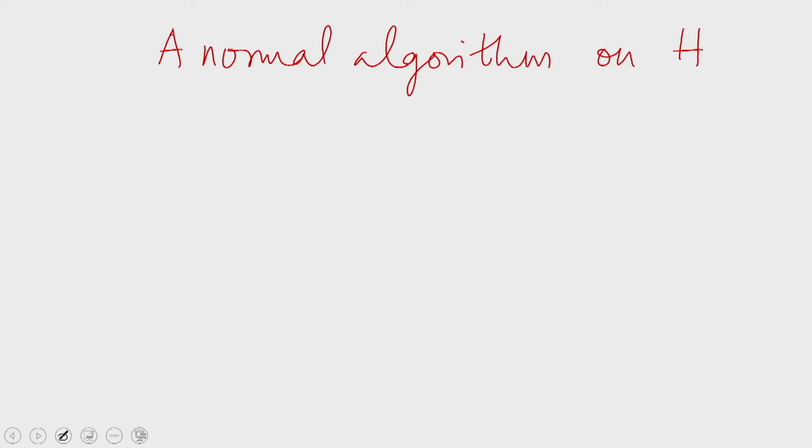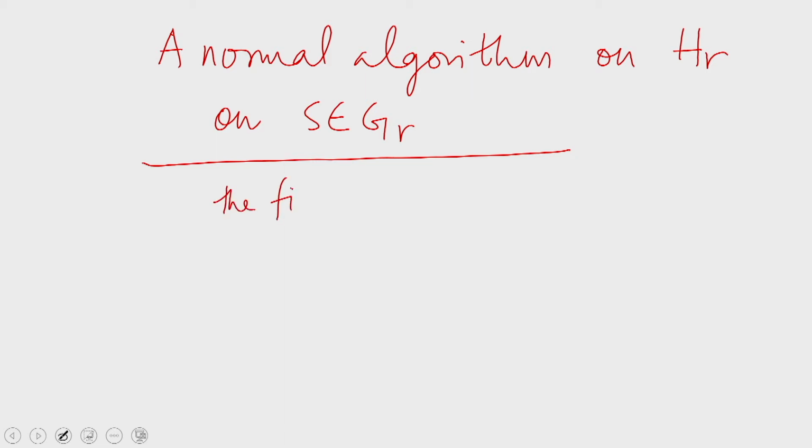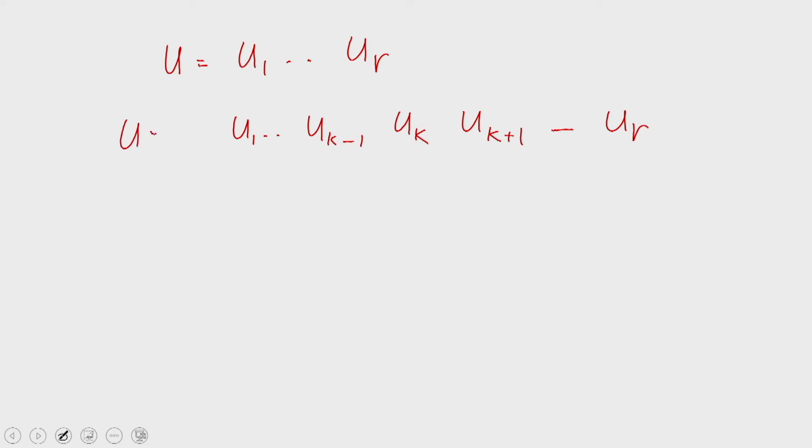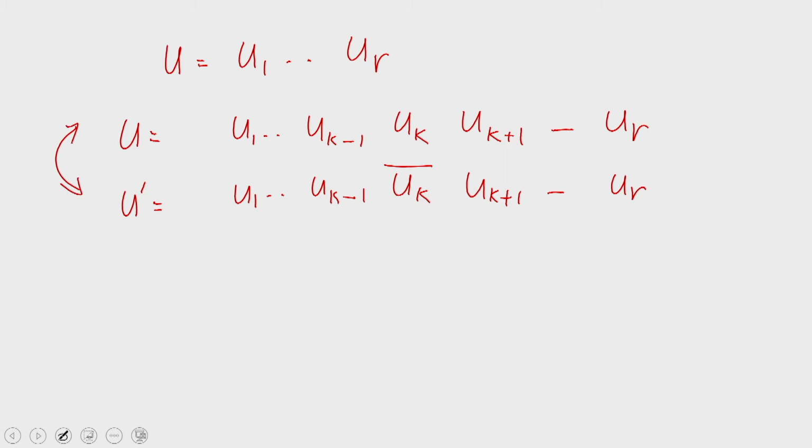So, now let us see how a normal hypercube algorithm can be simulated on a shuffle exchange graph. A normal algorithm on H_r is simulated on a shuffle exchange graph of dimension r. The algorithm that is to be simulated has this property. Let us say the first step of the algorithm uses dimension k. In that case, if you consider a vertex u equals u1 through ur, in particular if I make the dimension k explicit, then this is what u is. u will be communicating with its dimension k neighbor, the number of which will be identical to u at all positions other than the kth. So, u prime is the dimension k neighbor of u. These two should be communicating in the first step of the algorithm.